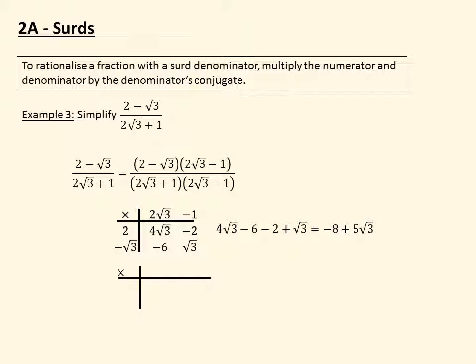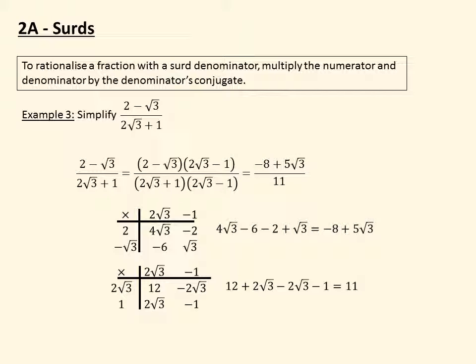If we now multiply out the bottom brackets, when we collect the terms together, we find we've got 11. So now we can rewrite the fraction as minus 8 plus 5 root 3 over 11, a fraction that has no surds on the bottom.